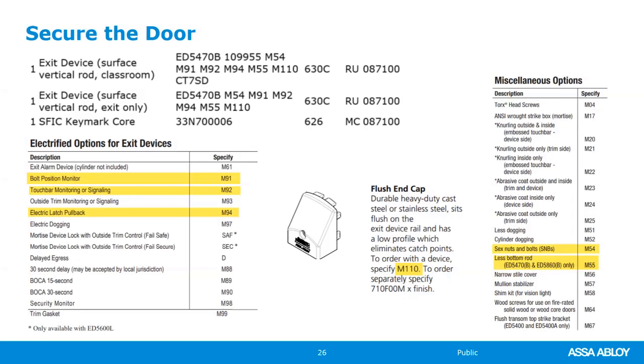The M110 is the heavy duty end cap, and that again helps protect the exit device from carts and stretchers and anything hitting the end of the exit device. It gives that exit device more durability.